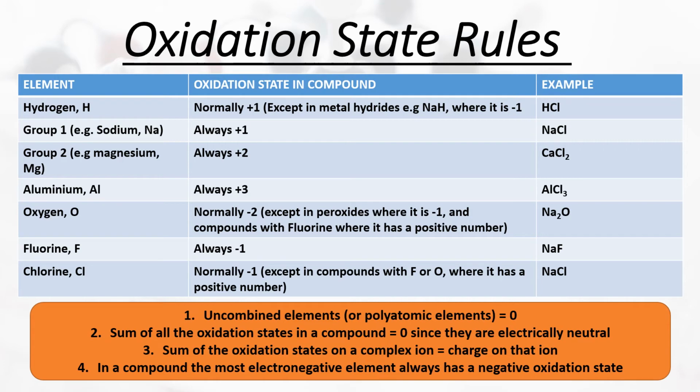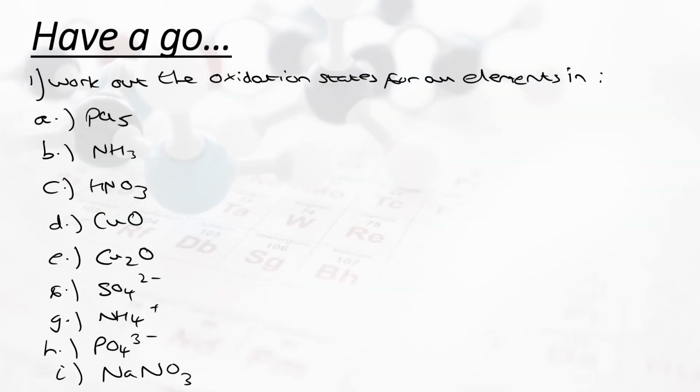So, some examples here to have a go at. Work out the oxidation state for all of the elements in the following compounds. Pause the video and the answers will be on the next slide.